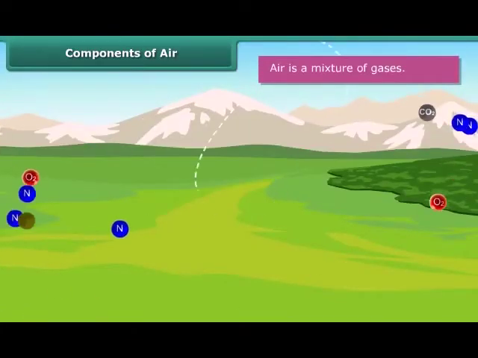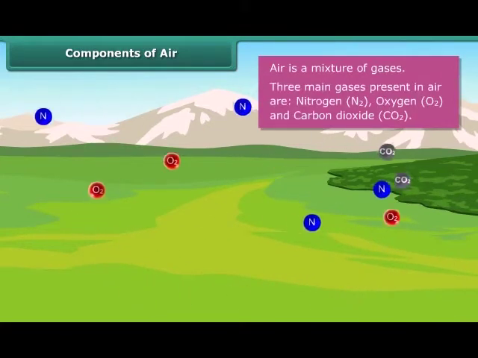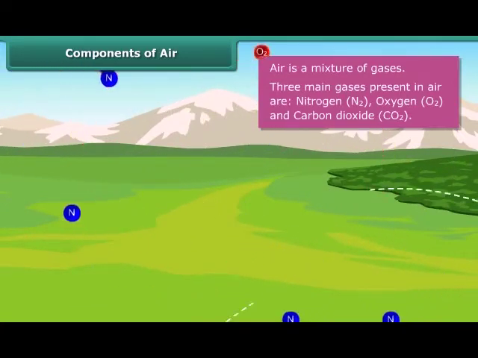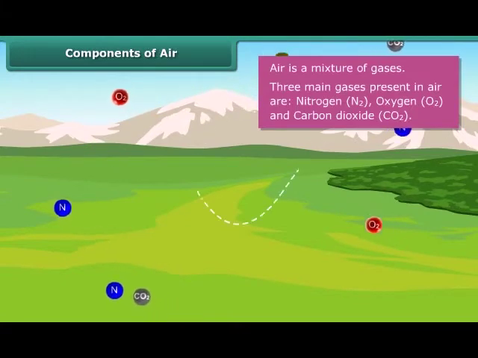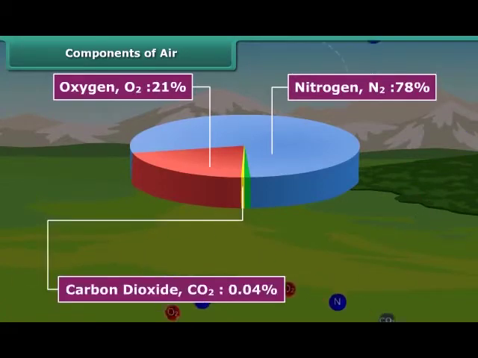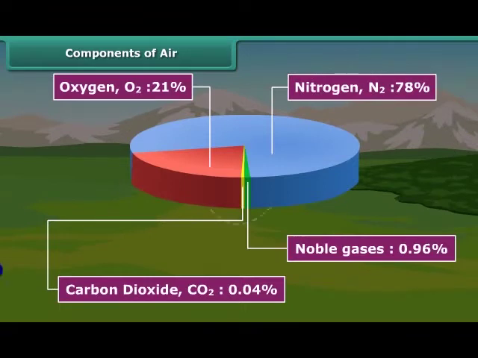Air is a mixture of gases. 3 main gases present in air are nitrogen, N2, oxygen, O2, and carbon dioxide, CO2. Nitrogen forms 78%, oxygen 21%, and carbon dioxide 0.04% of the air. Besides these 3 gases, air also contains water vapor, dust particles, and some other gases known as noble gases. Since the noble gases are present in negligible quantities, they are known as rare gases.